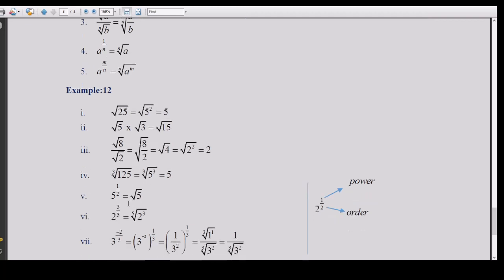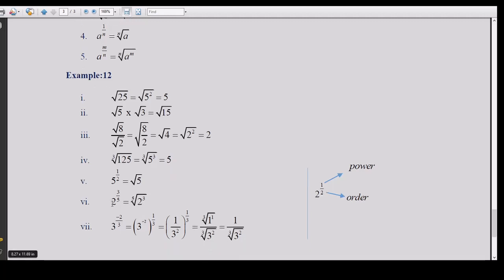Clear? Now 5 to the power 1 by 2 can be written as root of 5 to the power 1. 5 to the power 1 is 5 only, and the order of the radical sign will be 2, which we don't need to write. We need not write that order because this sign is already a square root sign. Clear? 2 to the power 3 by 5. Now 3 is the power, 5 is the order. That means fifth root of 2 cubed.